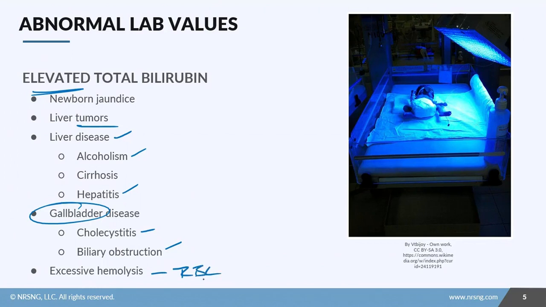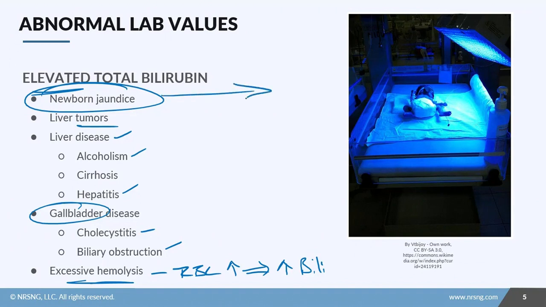Remember that the heme is attached to your red blood cells. So if you have increased destruction of the red blood cells, and the bilirubin can't keep up with breaking that heme down, you're going to have an increase in your total bilirubin as well. So excessive hemolysis, like an autoimmune disease that's causing an excessive breakdown of those cells, is going to increase that. Most commonly, you're going to see this in newborns, though.